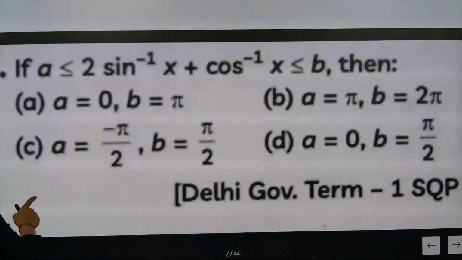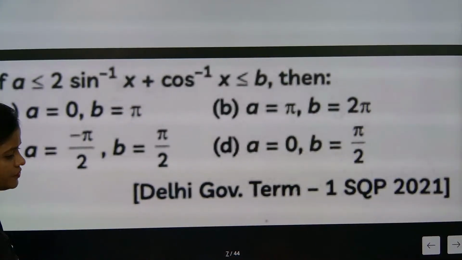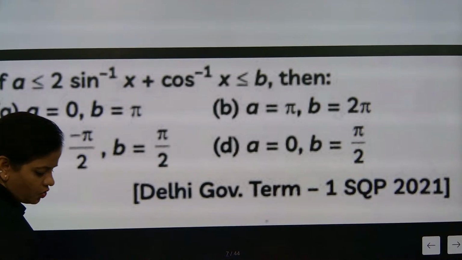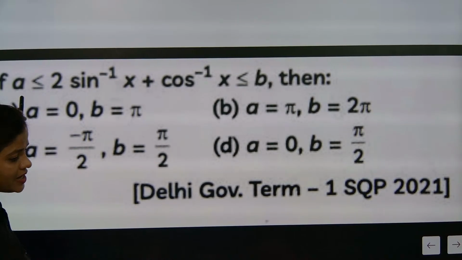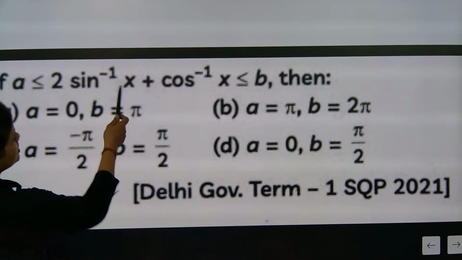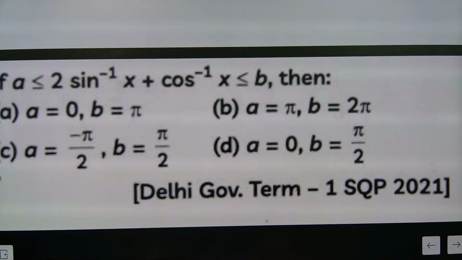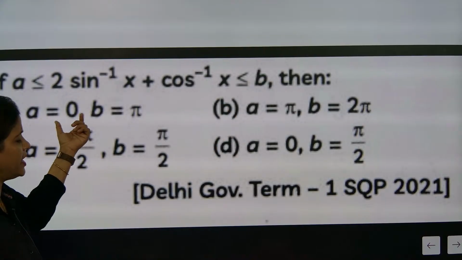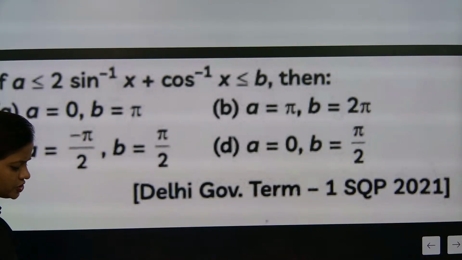So now we are going to go for the next question. Like this type of questions coming means please kindly attempt the question. This is a very good question. Please kindly go for it. What is the question given to you? They have given that A is less equals to sin inverse x plus cos inverse x is less equals to B. Then what is the value of A and B? A is equal to 0 or B is equal to pi. Come on, go for this question please.